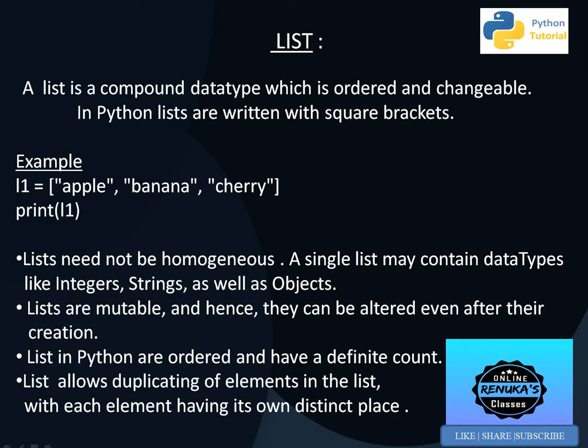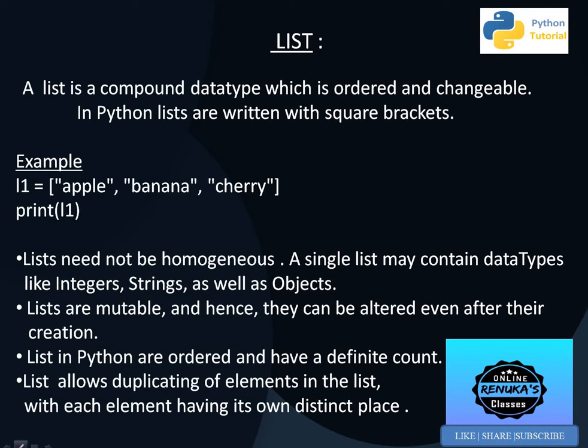So for example, L1 is equal to apple, banana and cherry, so it is having three strings in one, that is list. So list is always enclosed in square brackets and it is not a homogeneous data type. Homogeneous means it is not necessary that it is always containing same type of data. Like in a list there could be integer, there could be string, there could be float, so variety of objects can be there.